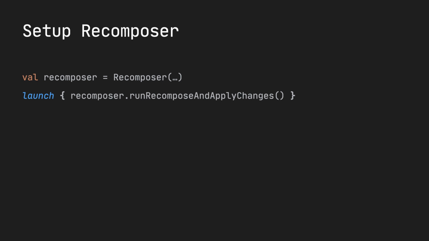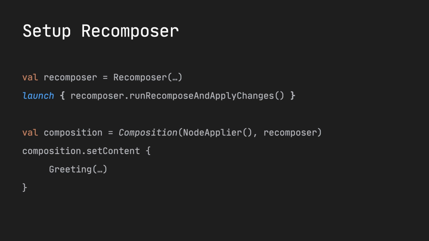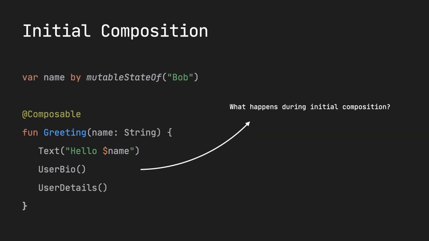After setting up and registering an observer in the snapshot system, I need to be able to set up and hook into compose, and I'm going to do that by using the composition object, which is like the orchestrator. It takes in an applier that we'll look at later on, but it also takes in what we just created, the recomposer. And when I call the set content method, that starts off the composition process. So here's what the code looks like.